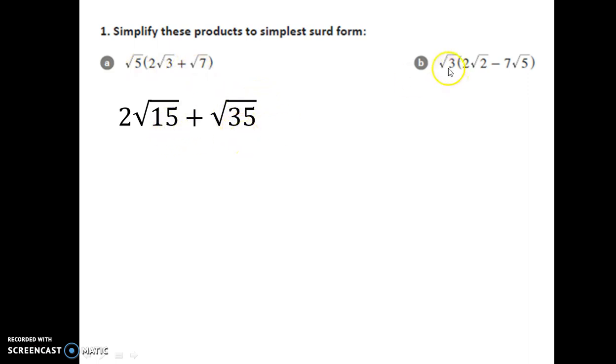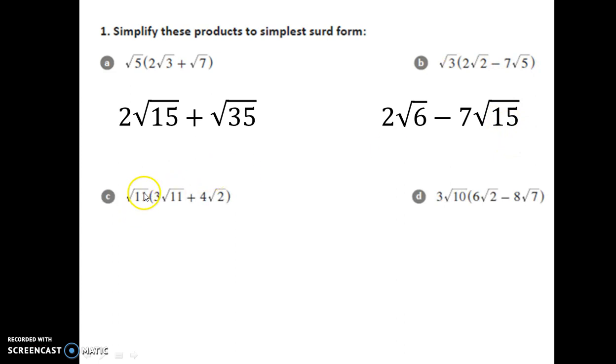Let's look at this one. Root 3 times this, well, you have a 2 on the outside. A root 3 times a root 2 is going to be a root 6 with that 2 on the outside. And then you do root 3 times this, so you end up with negative 7, and then root 3 and root 5 makes root 15 here.